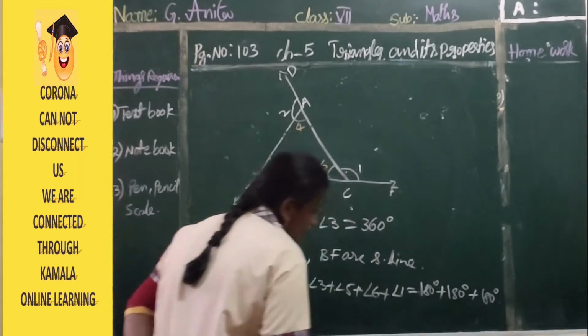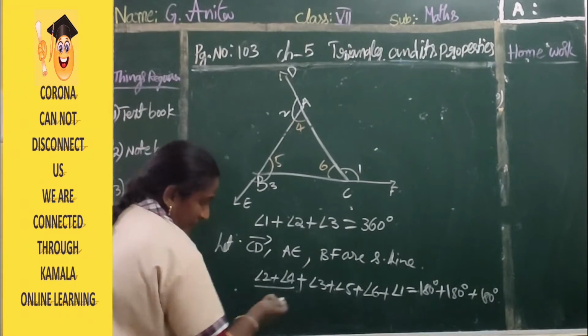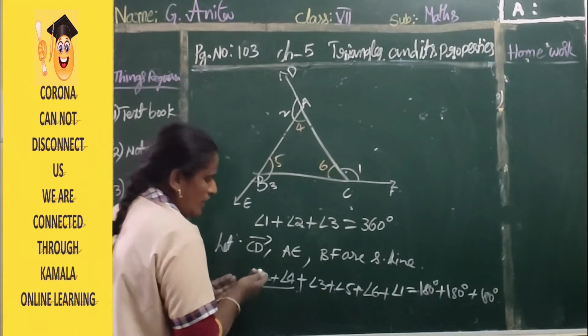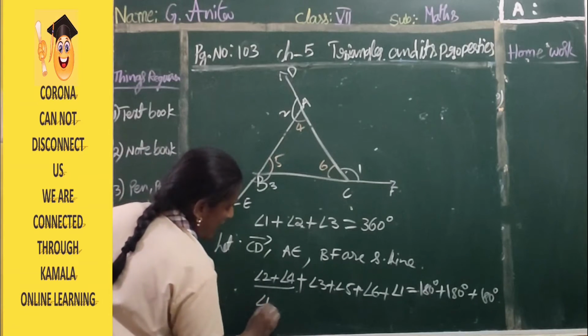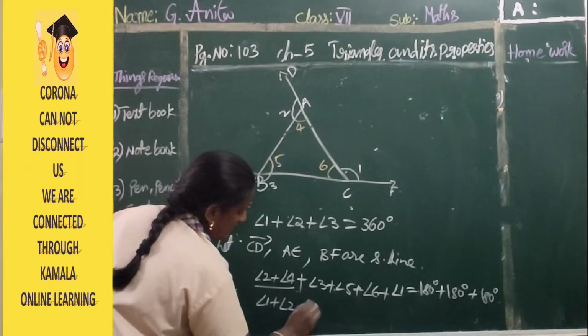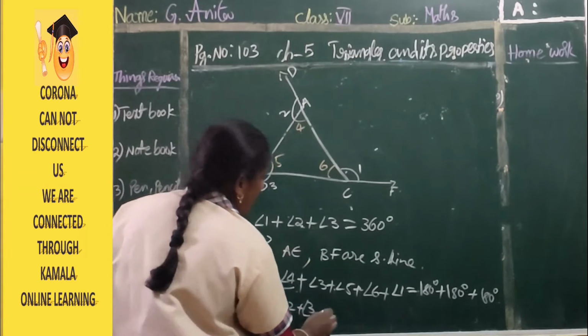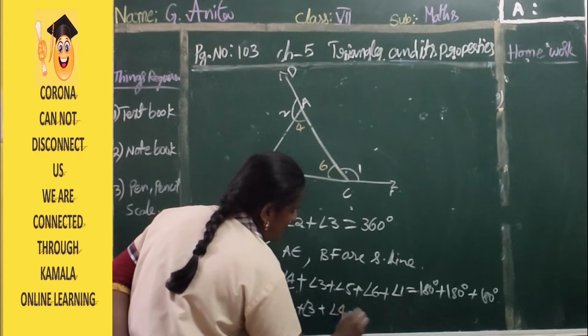Clear, children? So here we ask for angle 1 plus angle 2 plus angle 3. So write in order: angle 1 plus angle 2 plus angle 3. Next, angle 4 plus angle 5 plus angle 6.